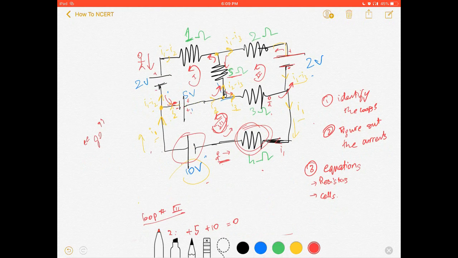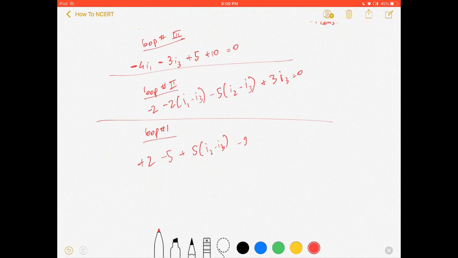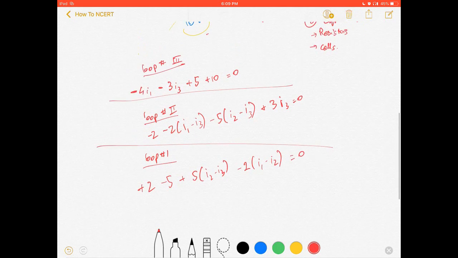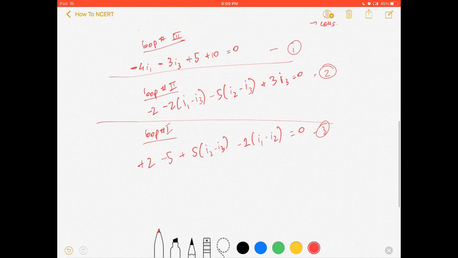So 1 ohm. I'm going this way and my current is in the opposite direction, I1 minus I2. So minus 1 into I1 minus I2 equals 0. So this was the equation for loop number 1, and as you can see, these are the equations for my loops, and I have 3 of them. They're in 3 variables, so you can solve them.